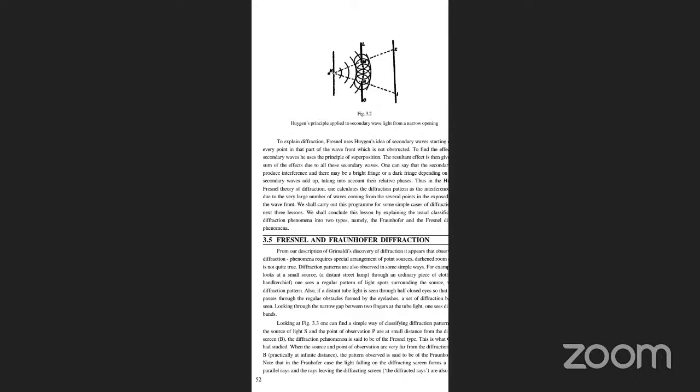In the second point, in Fraunhofer diffraction the wavefront incident on the obstacle is in the form of plane wavefronts. In Fresnel diffraction, the wavefront incident on the obstacle is cylindrical or spherical. In Fraunhofer diffraction, lenses are used for making the rays parallel. But in Fresnel diffraction, no lenses are used.